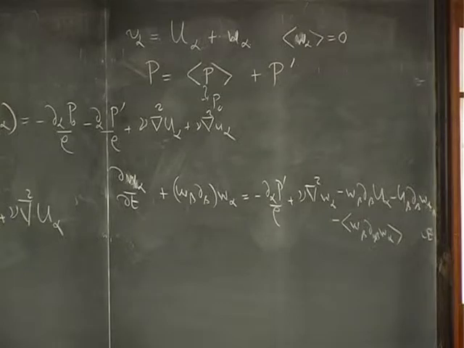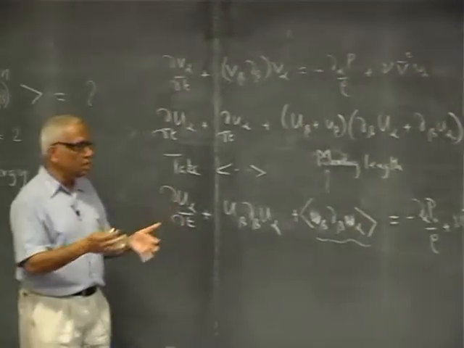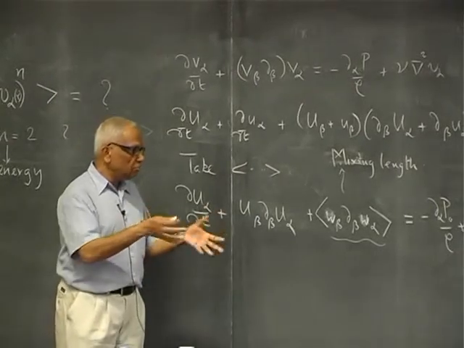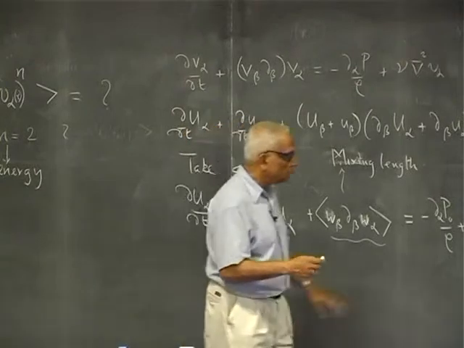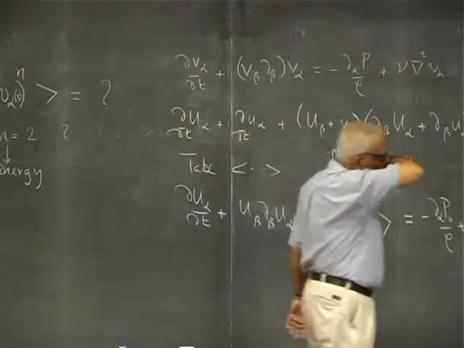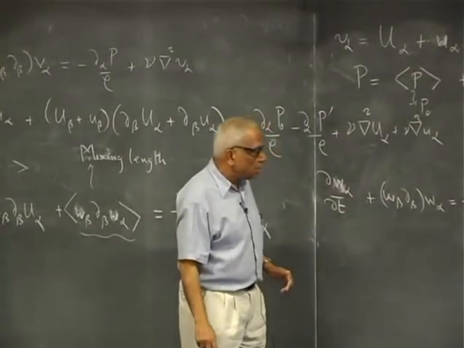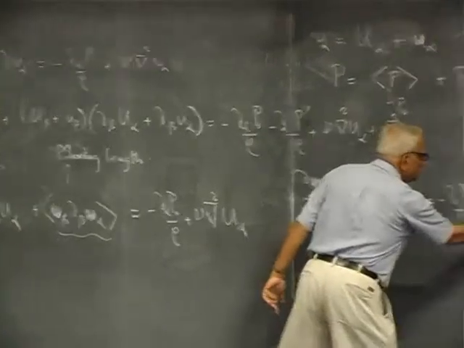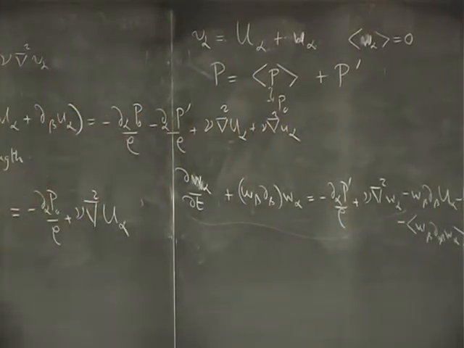Incompressible, it's just a constant. So P0, I mean, actually rho could have been set equal to 1. Yeah, so that's it. Now look at this. Up to this part over here, this is the standard Navier-Stokes equation for the fluctuating quantity.